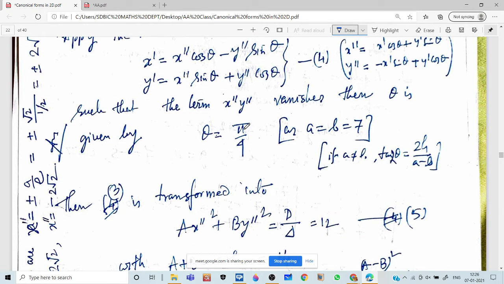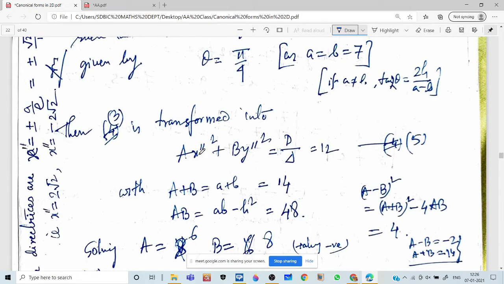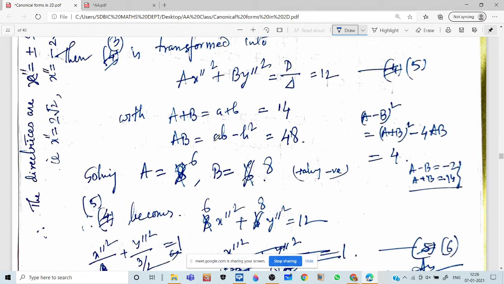After using this rotation formula, equation 3 becomes the formula capital A x double dash square plus capital B y double dash square is equal to capital D by delta is equal to 12, where capital A plus capital B is equal to small a plus small b, and capital A into B is equal to ab minus h square is equal to 48. And by algebraic simplification, you get the value of A and value of B.